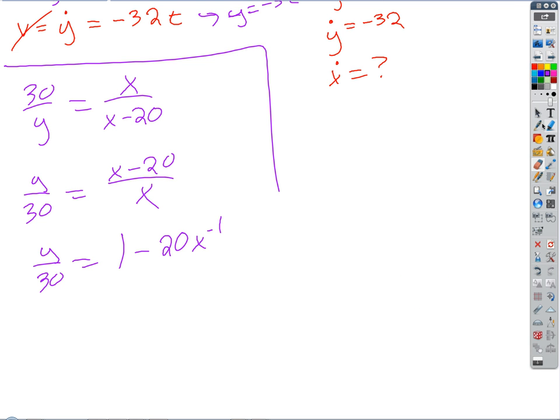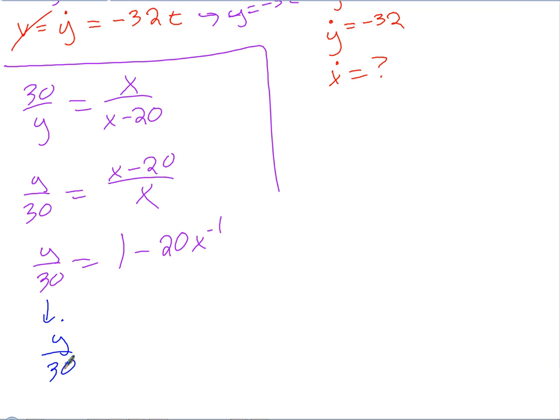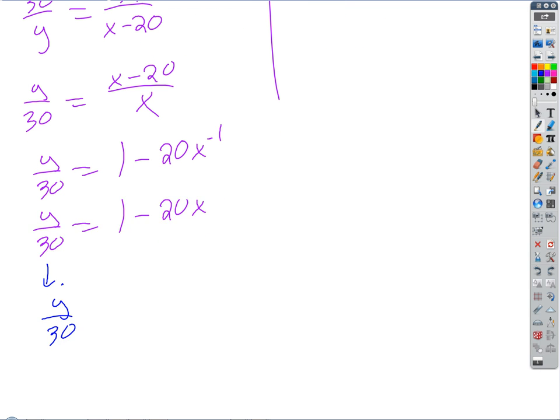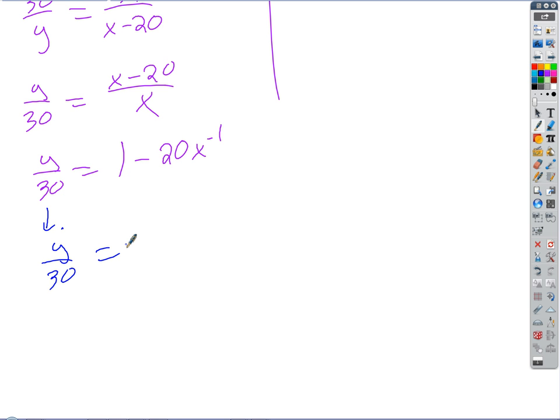Okay, so now let's differentiate. What do we get when we differentiate? On the left side, y dot over 30 is equal to 0, right? Minus 20 times, now what's the derivative of negative 20 x to the minus 1?